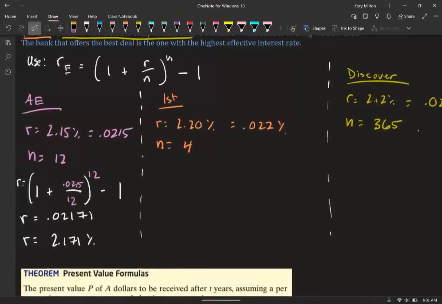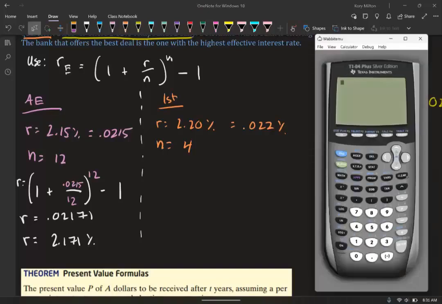Now let's say you have an older calculator. How would we approach this with an older calculator? With an older calculator, we would have parentheses 1 plus parentheses again 0.0215 over 12. So that's closing out the fraction, that's closing out the parentheses, all to the power of 12 minus 1.